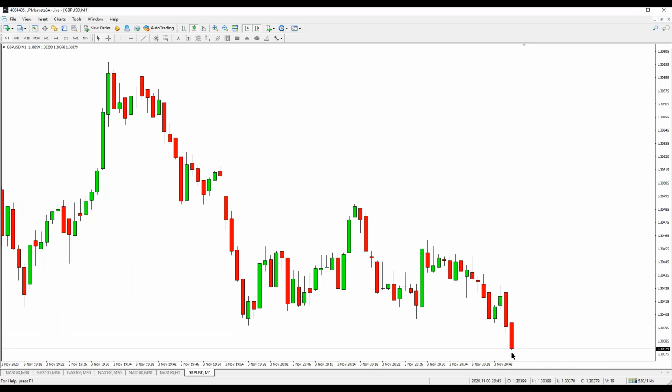Wherever it goes, it leaves us a mark of where it's been. So it opened here, so this is the open now. If it closes here, that's going to be the close of the candlestick. And this is going to be the high of the candlestick.